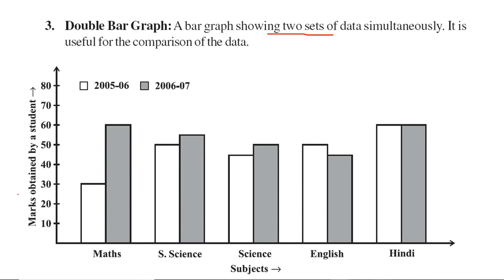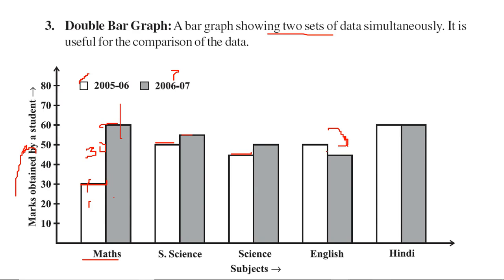See, these are the marks obtained by students in 2005-06 and 2006-07. This is the mathematics marks, showing 2005-06 and 2006-07. The marks in 2006-07 are higher than the marks in 2005-06. And how much higher? This is 30, this is 60, so the difference is 30. Here there is an increment in the marks, but it's less. Again there is an increase in marks, but here there is a decrease in the marks.